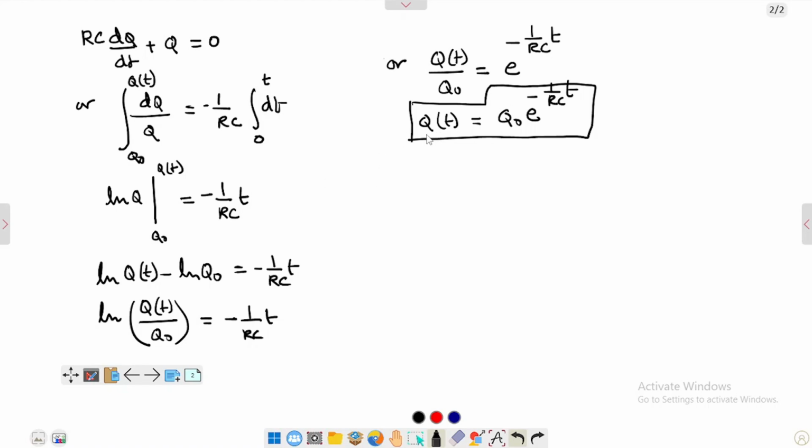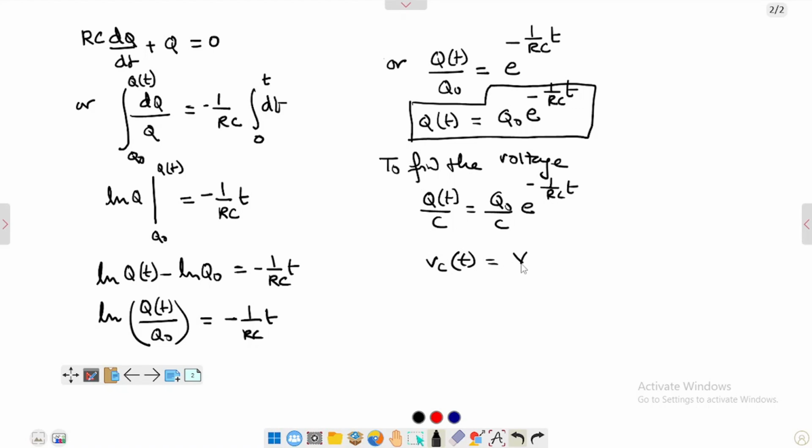Now if I want to find the voltage, I will divide this q(t) by C. Then what I get is the voltage equation of the capacitor.